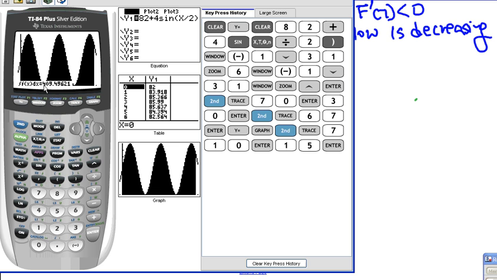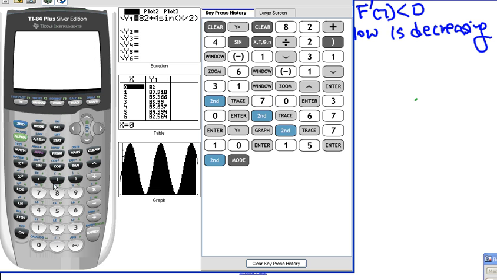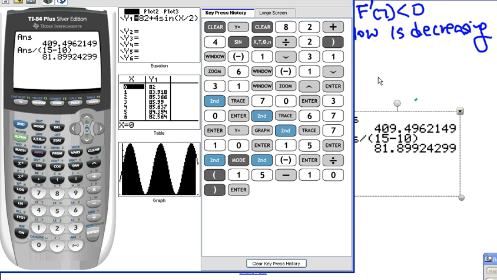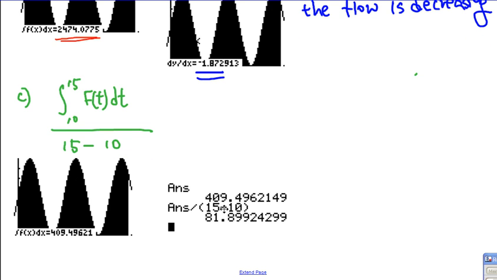Now, in our calculator, we can still retrieve this value. I'm going to quit. And if I simply do second answer, which is the last calculated value, and we have to divide that by 15 minus 10, which we know to be 5, that will become our answer. So our answer will be 81.90.